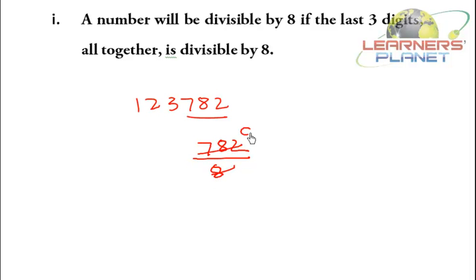8 9s are 72. We are left with 6, then 62, which is not divisible by 8. That means 782 is not divisible by 8, so the complete number 1, 2, 3, 7, 8, 2 will not be divisible by 8. Let's take another example.